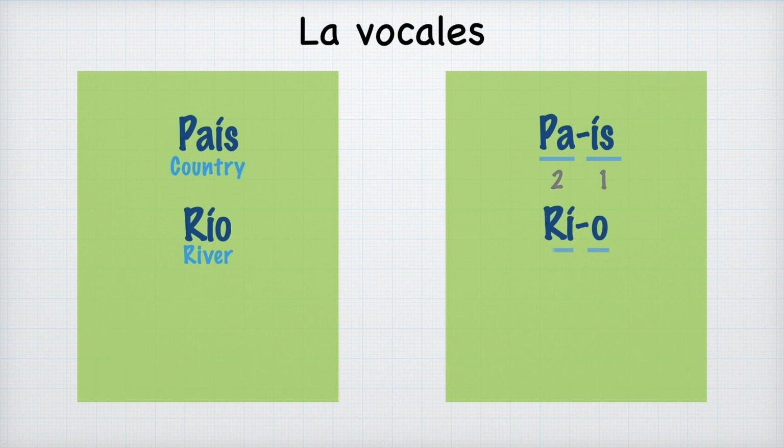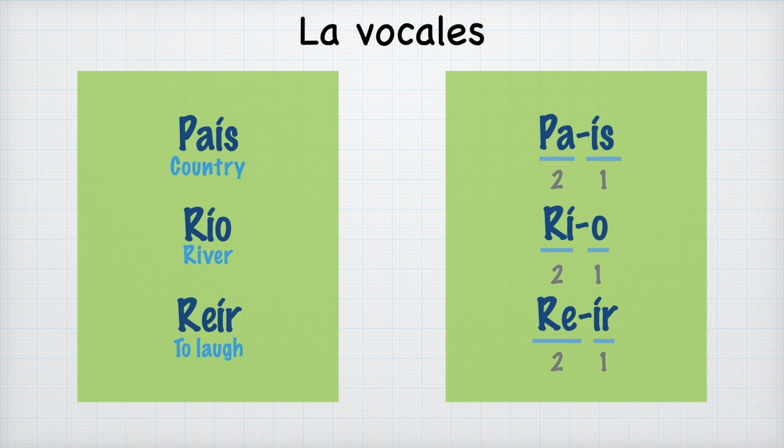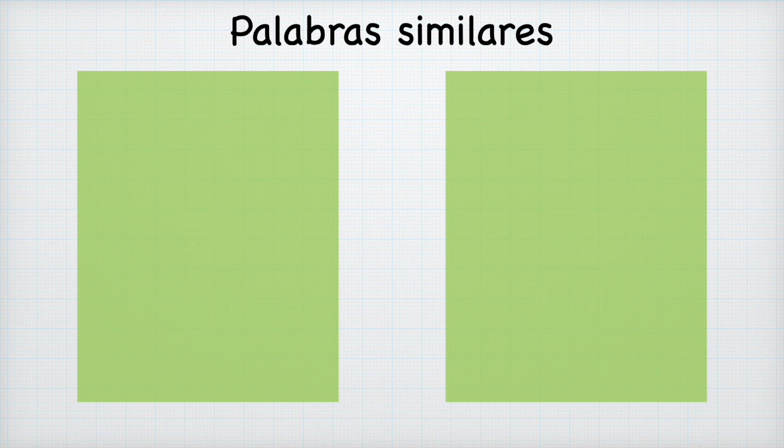Another example is río, río, which means river. And again, it has 2 syllables because the I has the accent. And the last example is reír, reír. It means to laugh, and it has 2 syllables, and the I has the accent, so it's going to be stressed. Reír.